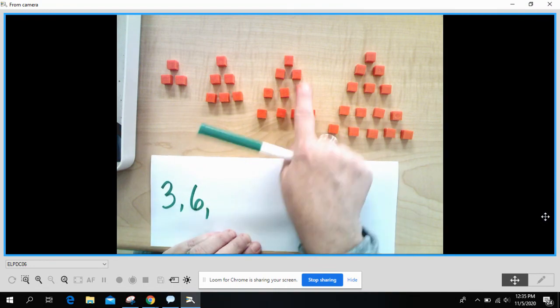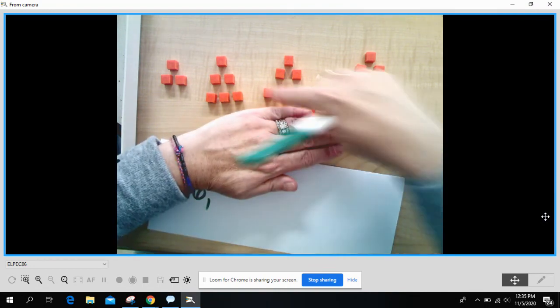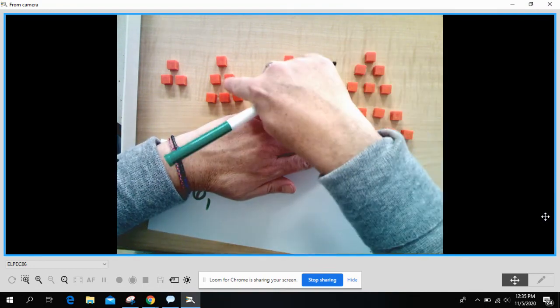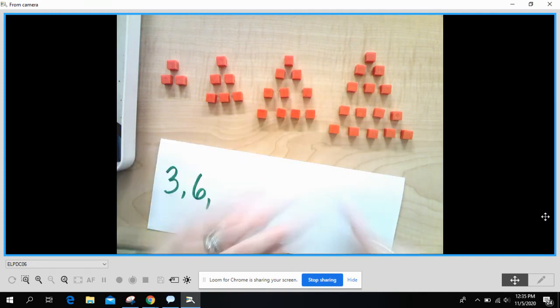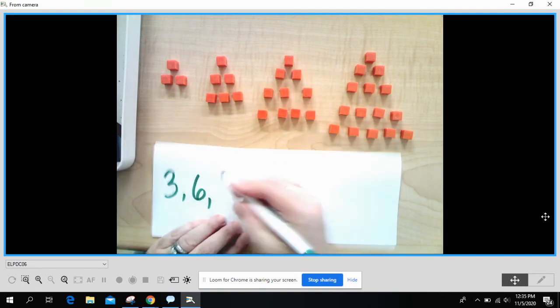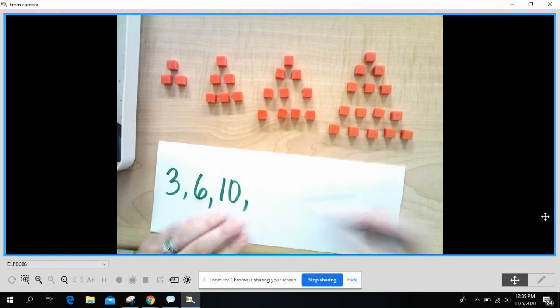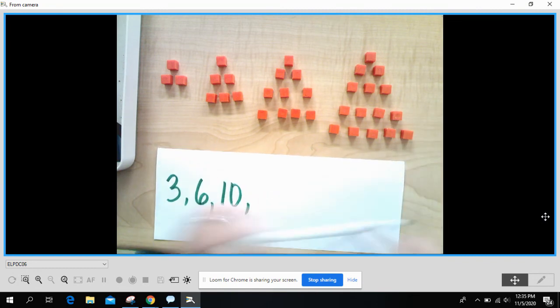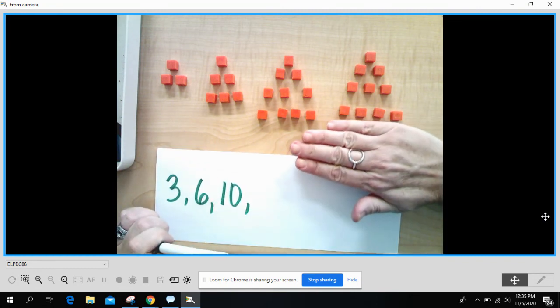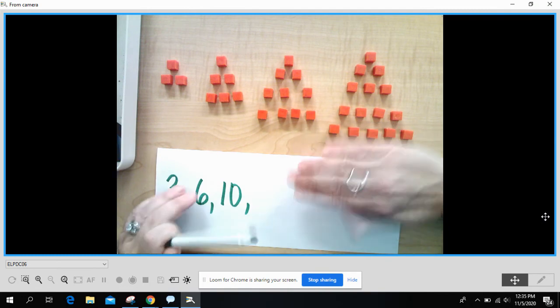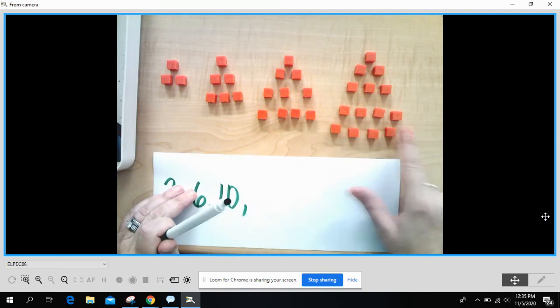How many is in the third term? Well, I know this much of it is 6 because it's the same as this. So 6, 7, 8, 9, 10. All right, how many is in the fourth term? Well, I know that much of it is 10 plus how much? 11, 12, 13, 14, 15.